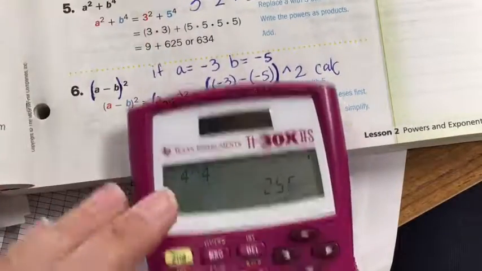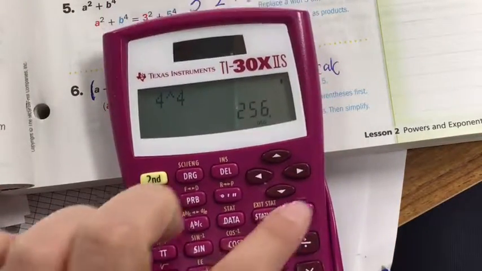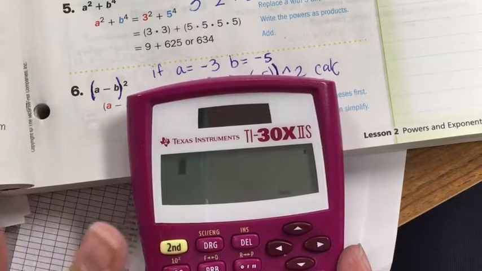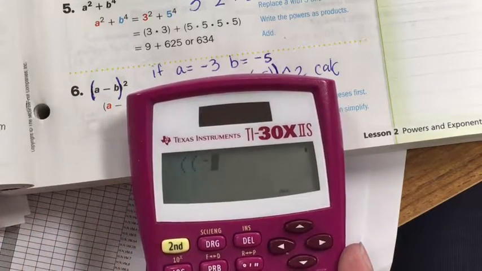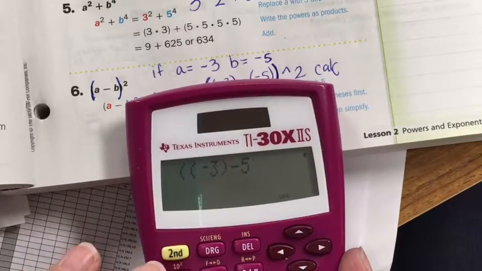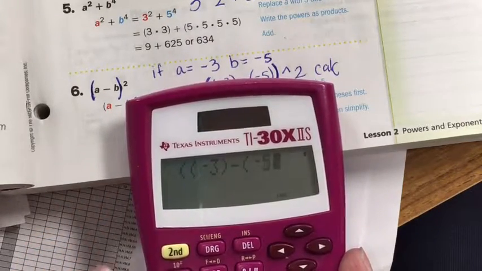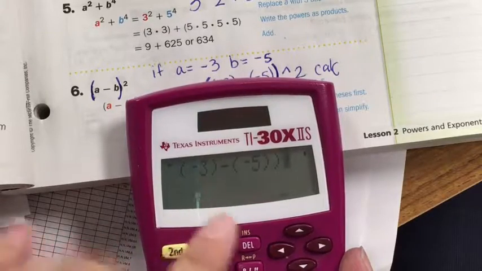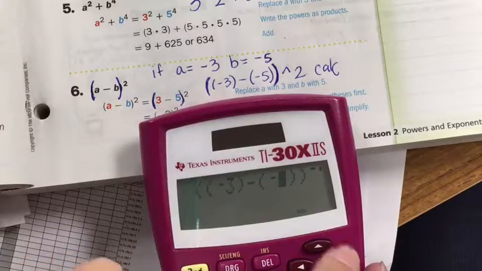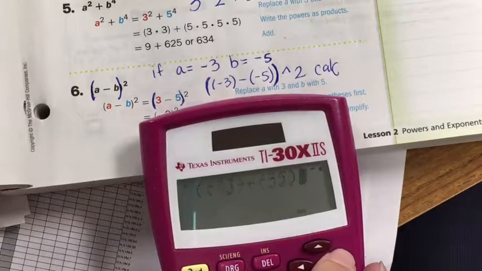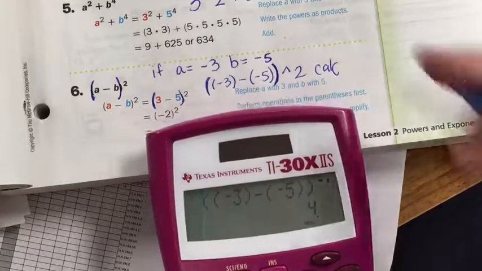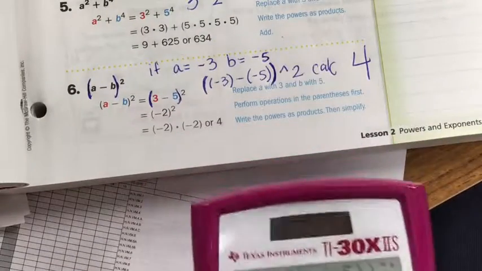So you see what I mean? The parentheses are almost always on your calculator, so they should be anyway, if you have the right kind of calculator. So parentheses, parentheses, negative 3, close parentheses, minus parentheses, negative 5, close parentheses, close parentheses. So see how I made this look exactly like what was up here? And then I need to do to the power of 2. Push enter, and you'll just get 4.